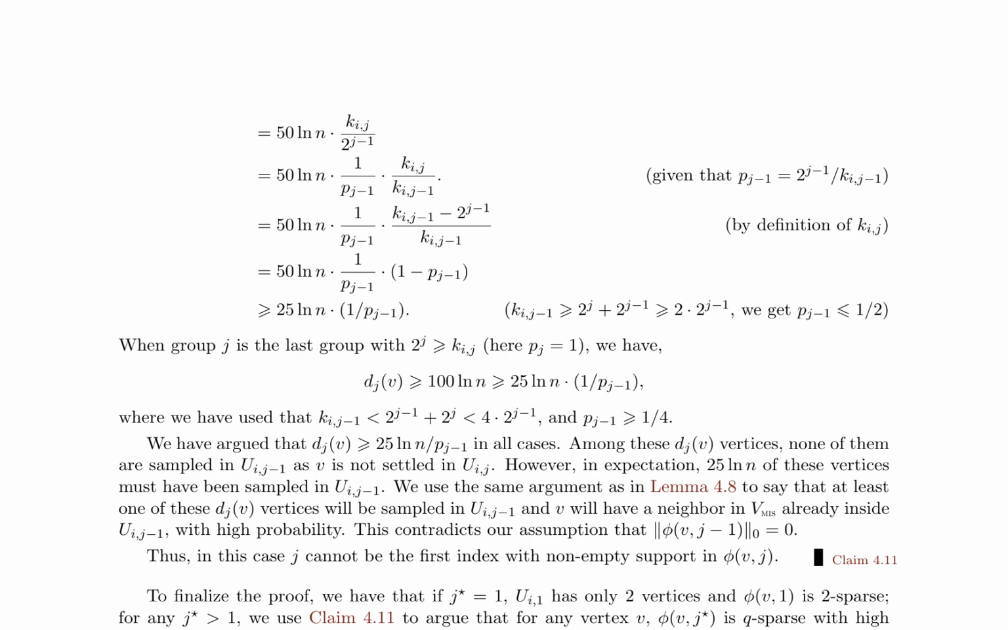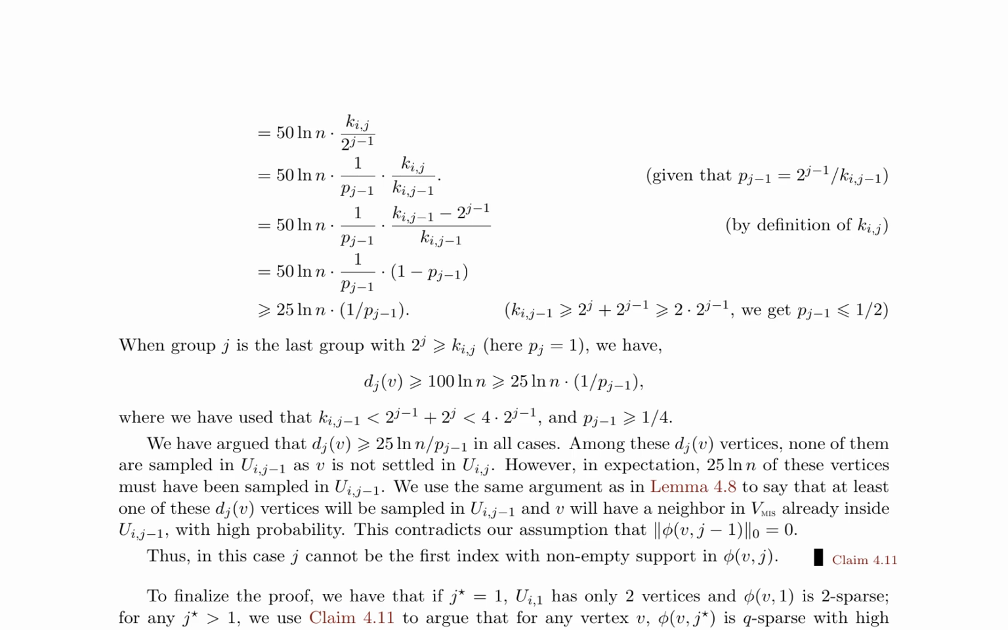They begin by analyzing the case where group J is the last group with 2^j greater than or equal to k, and show that d_j(V) is greater than or equal to 25 ln n / p_{j+1}. They argue that among these d_j(V) vertices, none are sampled in U_{I,j+1}, but in expectation, 25 ln n of these vertices must have been sampled in U_{I,j+1}.